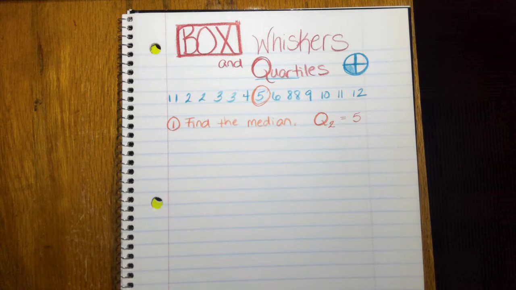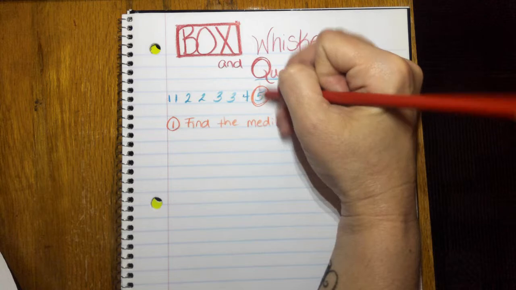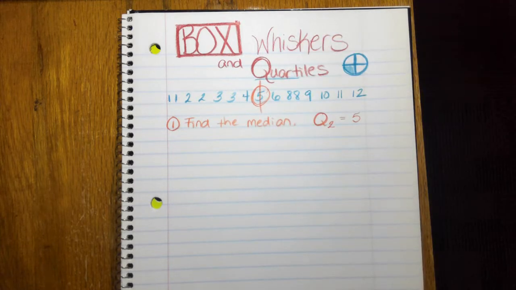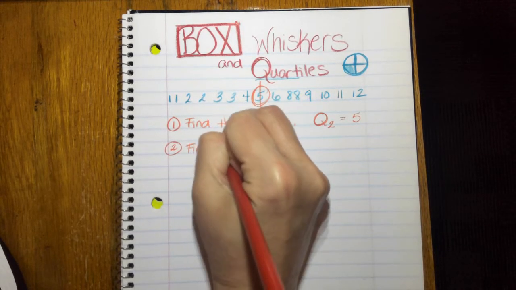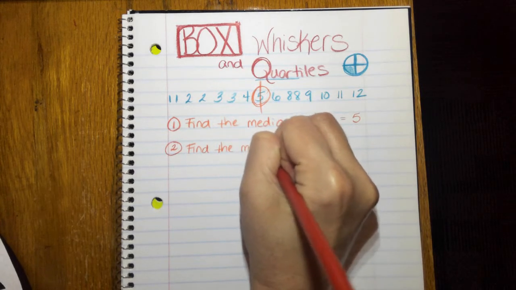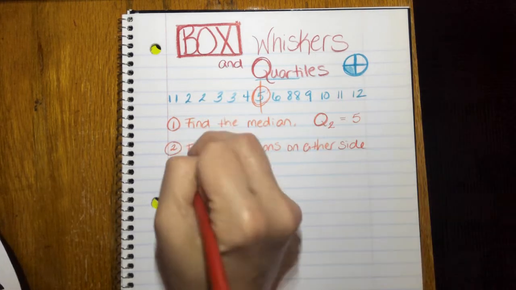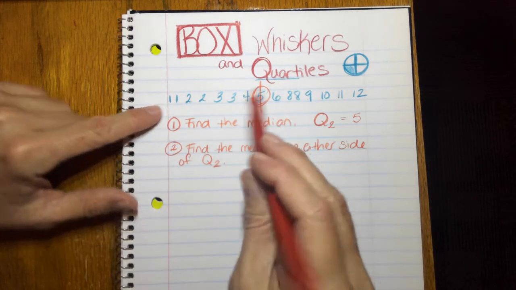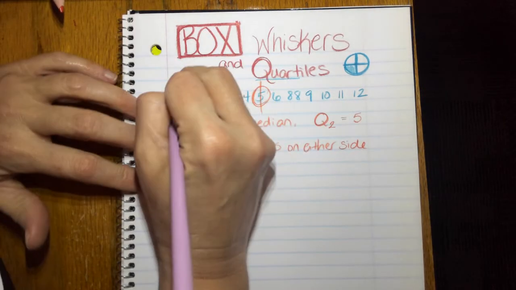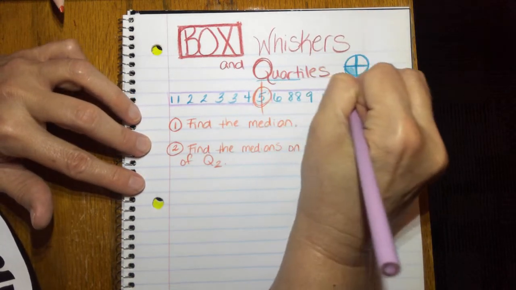Because I'm about to divide this data into parts, I'm actually going to start with that middle right there. You can think of that as a middle. I've got 7 on either side. So my step 2 is to find the medians on either side of Q2. If this is my median, then now I have this set of numbers right here, and I have this set of numbers.